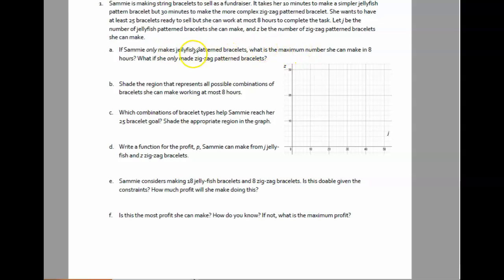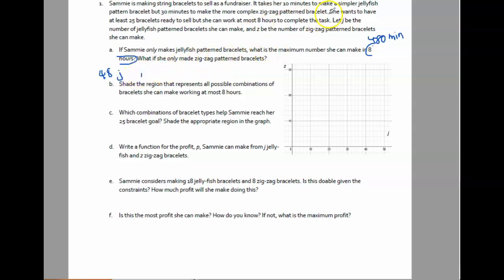All right, so in order for us to make the jellyfish, how long does it take? 10 minutes. So in order to make one of that, it takes 10 minutes. How many 10 minutes go in 8 hours? In order for us to do that, we've got to know how many minutes are in 8 hours, right? 1 hour is 60 minutes. 6 times 8 is 48, so 480 minutes. So how many 10 minutes go in 480 minutes? 48 of them. So she can make 48 jellyfish.